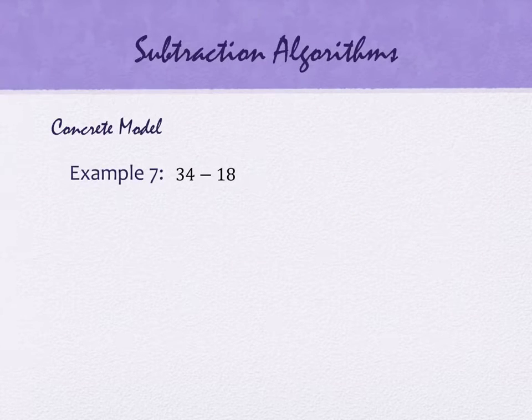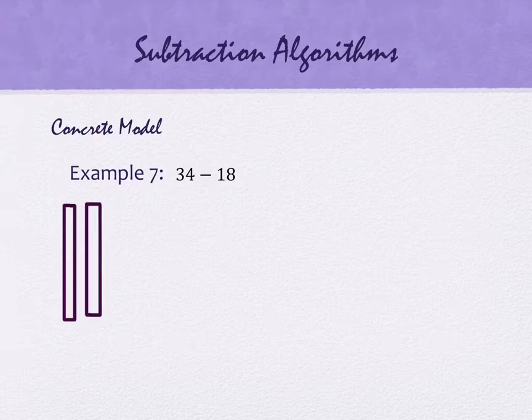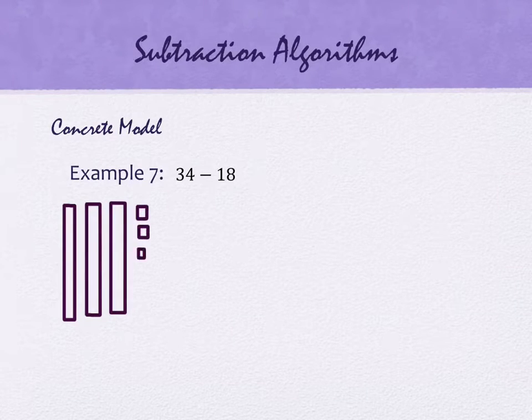First, the concrete model. So we have the same 34 and 18 we had before. We're going to draw 34 out, so you draw it too. 3 longs and 4 units. So this is 34. And from my 34, I want to subtract 18. So subtracting 18 would be removing what? 1 long and 8 units.